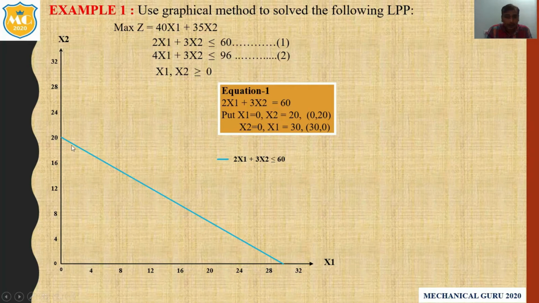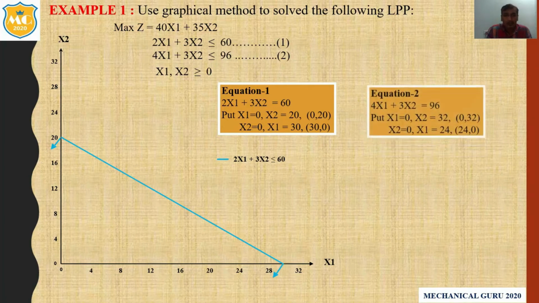Okay, draw the straight line through 0, 20 and 30, 0. Now here the sign is less than or equal to, which means towards the origin. So we have to represent it this way.